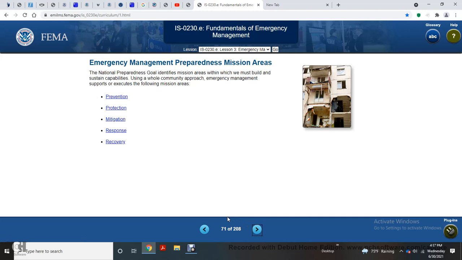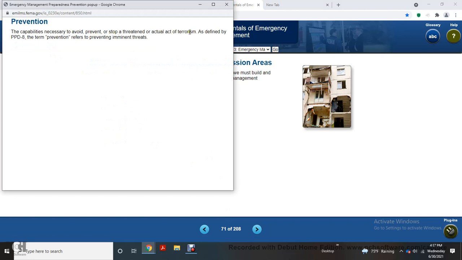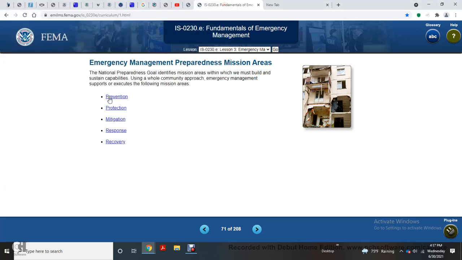Emergency management preparedness mission areas. The National Preparedness Goal identifies the mission areas in which capabilities must be built and sustained. The whole community approach to emergency management supports executing the following missions: prevention, protection, mitigation, response, and recovery. Prevention. This is the capability necessary to avoid, prevent, or stop a threatened or actual act of terrorism, as defined by Presidential Policy Directive 8. Prevention refers to preventing imminent threats.